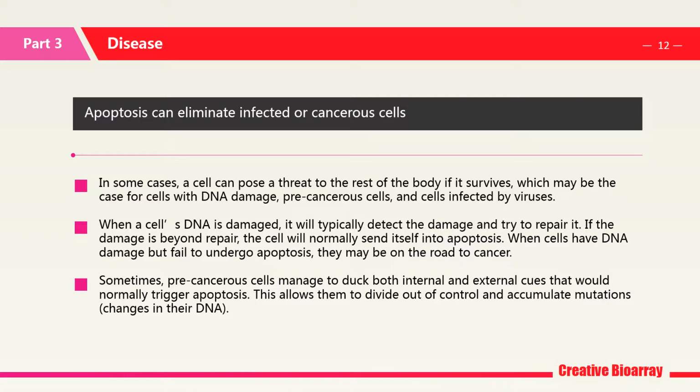In some cases, a cell can pose a threat to the rest of the body if it survives, which may be the case for cells with DNA damage, precancerous cells, and cells infected by viruses. When a cell's DNA is damaged, it will typically detect the damage and try to repair it. If the damage is beyond repair, the cell will normally send itself into apoptosis. When cells have DNA damage but fail to undergo apoptosis, they may be on the road to cancer. Sometimes, precancerous cells manage to duck both internal and external cues that would normally trigger apoptosis. This allows them to divide out of control and accumulate mutations, changes in their DNA.